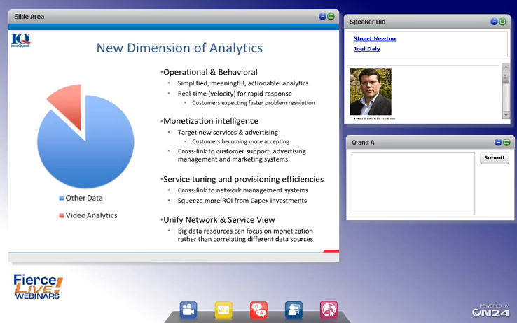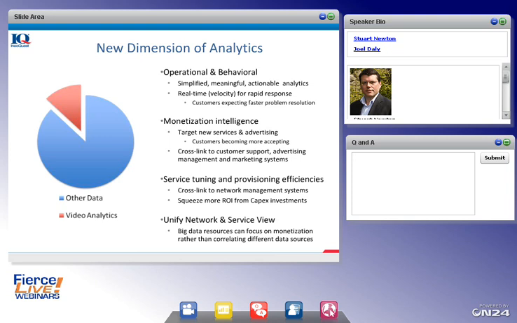Lastly, unified network and service view. If you look from the end devices back into the network, what you're really getting is a service view. If you have a player for your particular service and you're getting statistics from the end devices, you've got a service level view of how well that particular video service is running, and you can look back into the network and use that information to correlate with information further upstream.